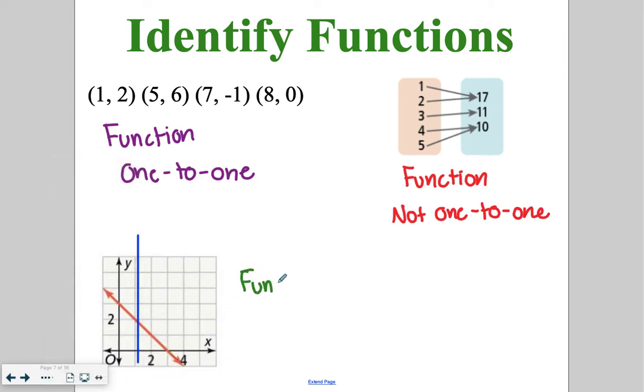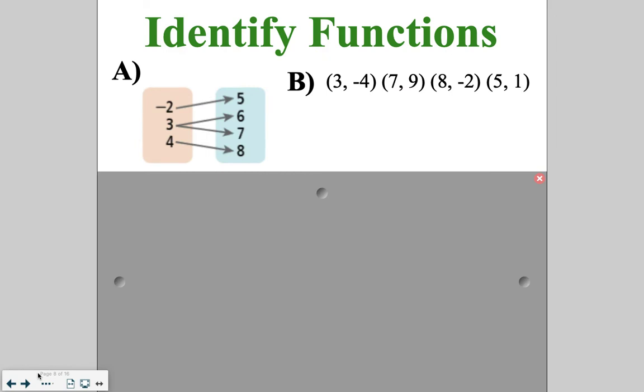Then we have to determine if it is one-to-one. In order to determine if it is one-to-one, we're going to look at a horizontal line. Does the graph only hit horizontal lines once? Since it only hits the horizontal lines once, this is a one-to-one function. Go ahead and determine if these two are functions on your own.